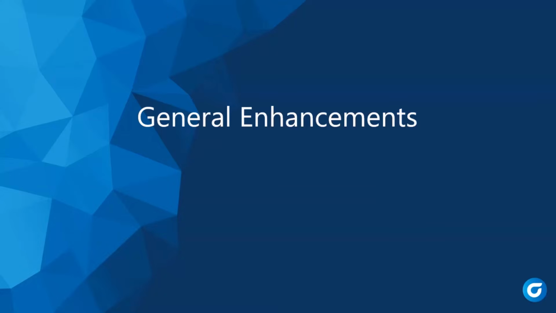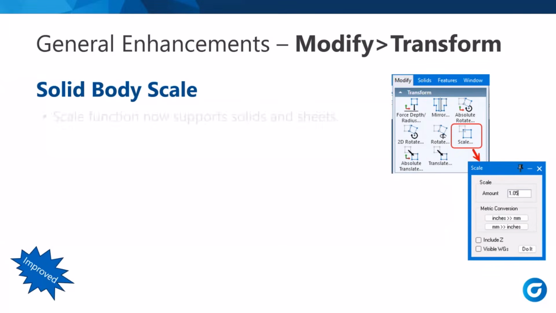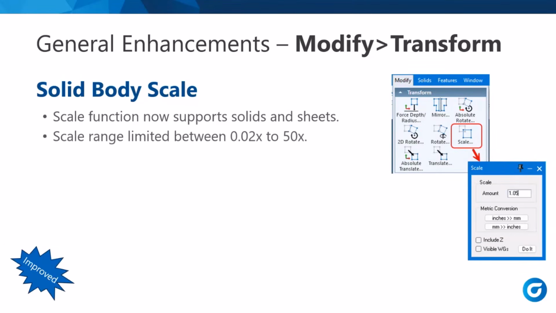All right, so let's get going into some general enhancements. The first one I want to look at is solid body scale. If you've noticed in the past, if you've gone to scale a solid or a sheet, the scale function would be grayed out. You would not be allowed to do that. So that's changed now. You can scale between 0.02x to 50x range. If you exceed that range, it'll alert you.